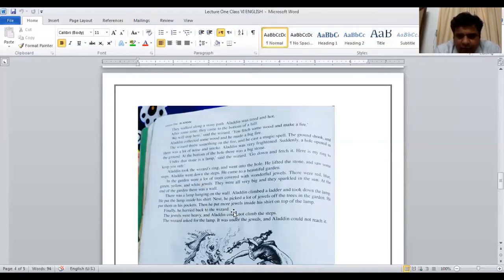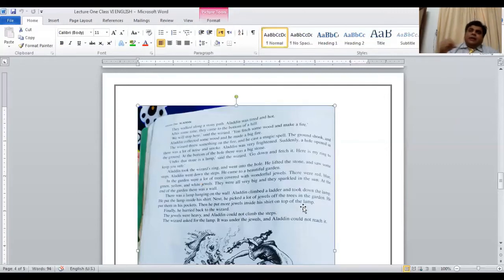Then he put more jewels inside his shirt on top of the lamp. Where he had put the lamp in the shirt, he started to put the jewels on the lamp as well. Finally, he hurried back to the wizard. Hurried means he went out in a quick way, because the wizard was standing there waiting for him.